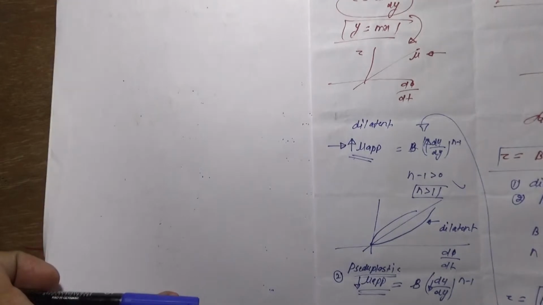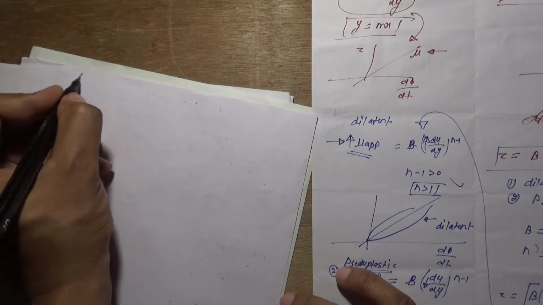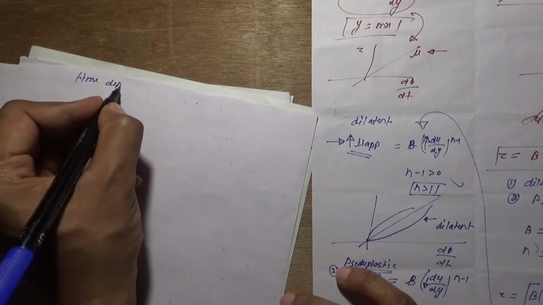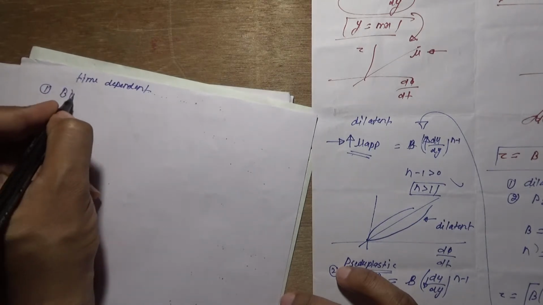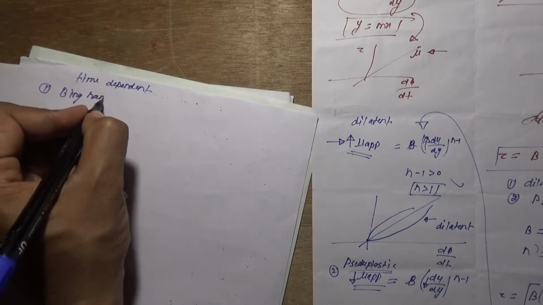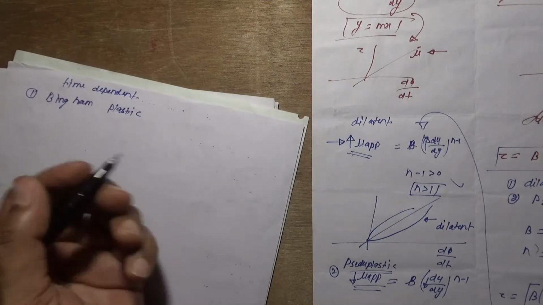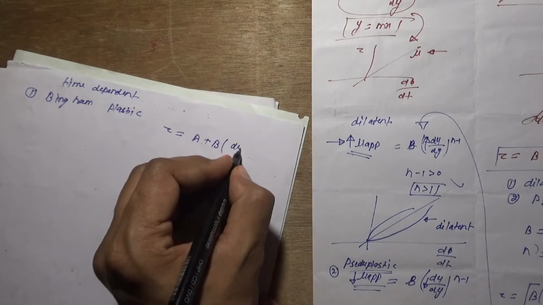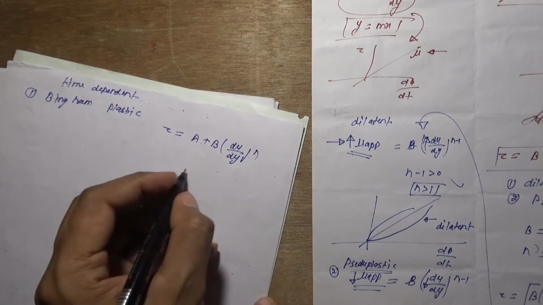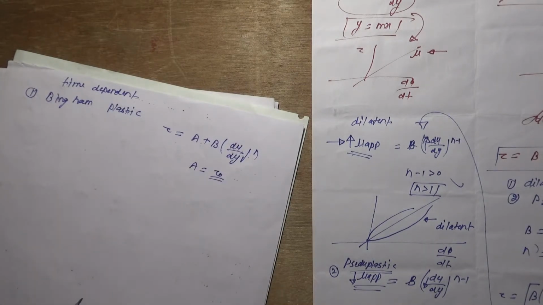The next case is time dependent. For the time dependent, the first one is Bingham plastic. For time dependent, we can write the modified equation: tau is equal to a plus b (du upon dy) to the power n, where a will become tau naught. This is known as yield stress. We take the example of toothpaste. Toothpaste is the best example.